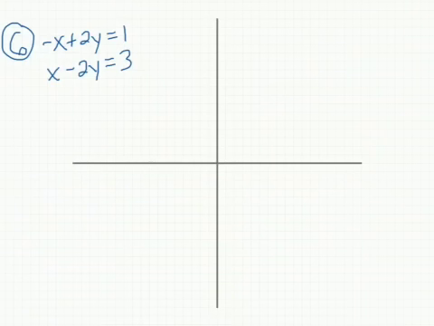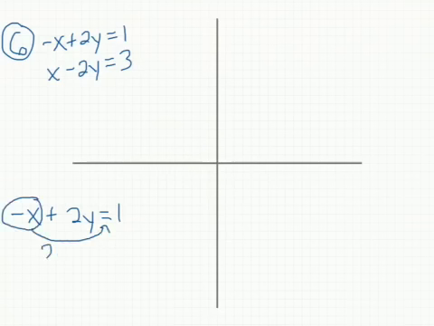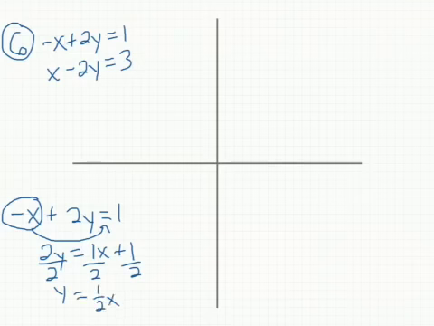So let's review together how to put an equation in slope-intercept form. The first equation is negative x plus 2y is equal to 1. To put this in slope-intercept form, I'm going to take negative x and move it over. When it changes sides, it changes signs. Nothing else moves, so nothing else changes. 2y stayed 2y, 1 stayed 1. Now I would divide everything by 2 in order to isolate the variable. So it'd be y equals 1 half x plus 1 half.